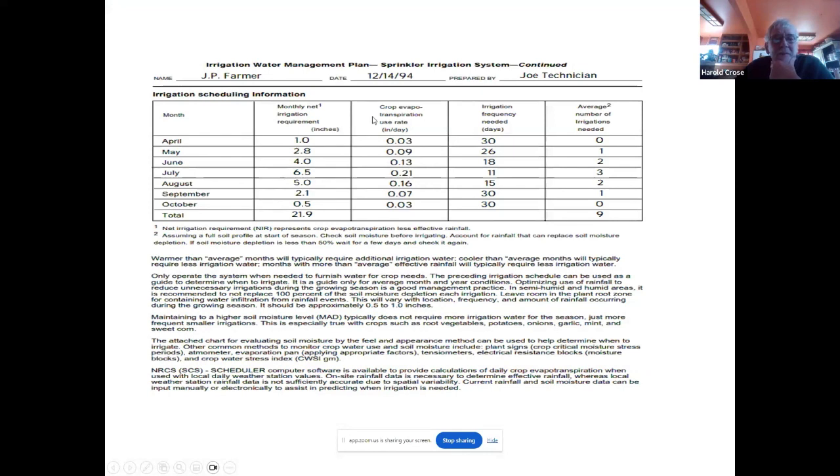And here's a plan from years ago that I did, but it just breaks the year down into April, 1 inch of water. Your crop evaporation is only 0.03, but look in July, this is how much the plant is taking. In July, it's taking 0.21. So this is where you would put your irrigation frequency, is 3 days needed. So if you had a little chart like this put together as part of your irrigation water management plan, it would be super important because then the grower could look at it, and it's not absolute.